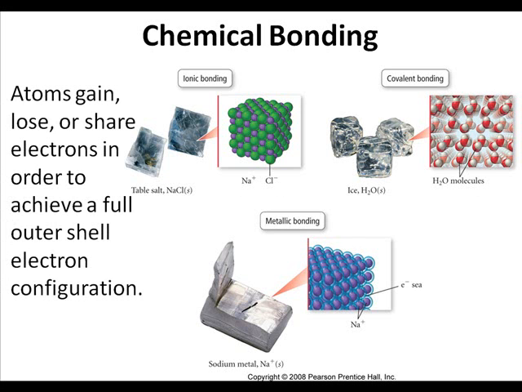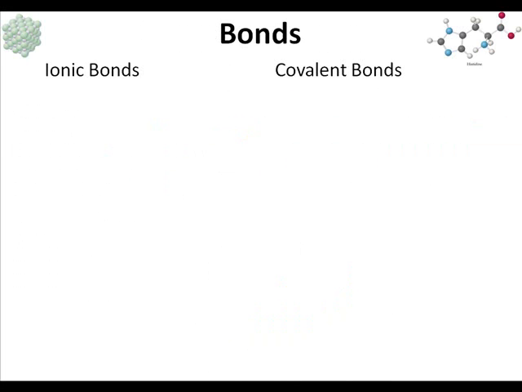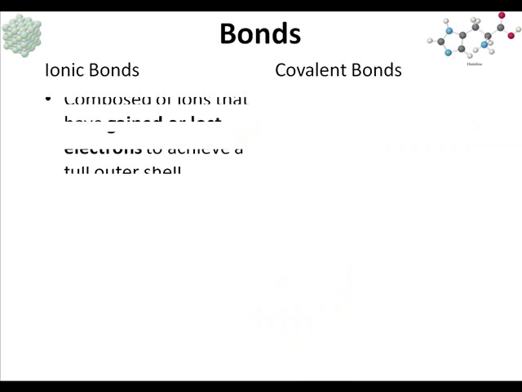In the bonding of ionic or covalent, either you have a gain or loss of electrons, which forms ions, or you have a sharing of the outermost electrons, and both these strategies are an attempt to fulfill the outer shell electron configuration. So what are the properties of these two main types we're going to look at?